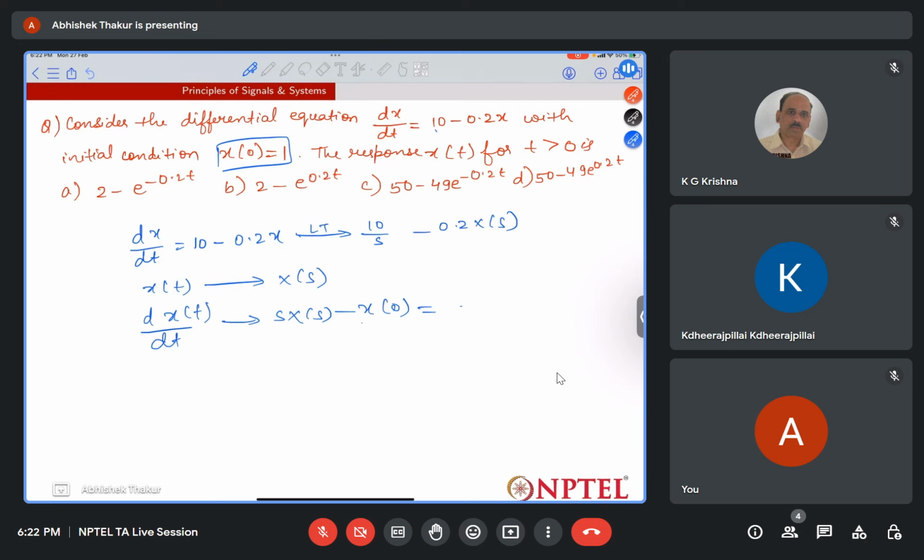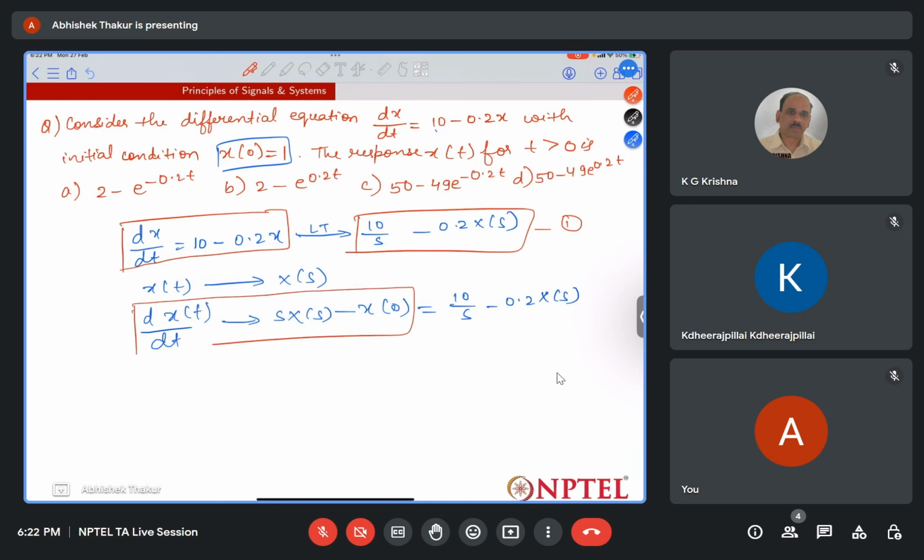So sX(s) minus x(0) is equal to 10 by s minus 0.2 X(s). What we have done in this question: it is given that dx/dt is 10 minus 0.2x, so we have just found the Laplace transform of this. We got this, that is equation 1. Now we know that the Laplace transform of dx(t)/dt is this, so this is our equation number 2.